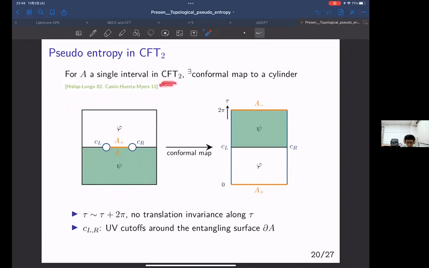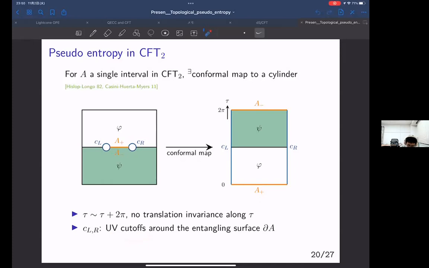But in CFT2 you have a lot of symmetry, namely conformal symmetry, so you can use a conformal map. Originally we have just a single interval, but for a technical purpose I cut out small holes around the boundary of the region A. These two holes play the role of UV cutoffs. Anyway, you can use the conformal map.